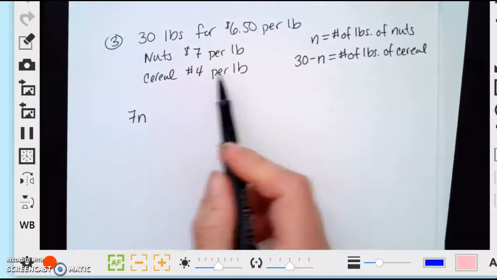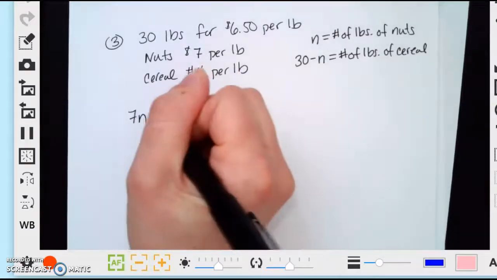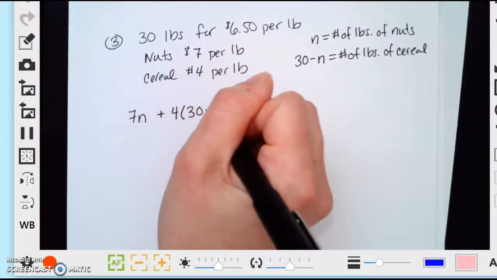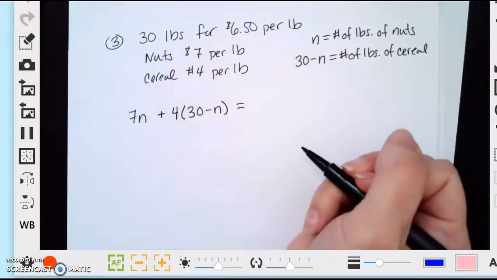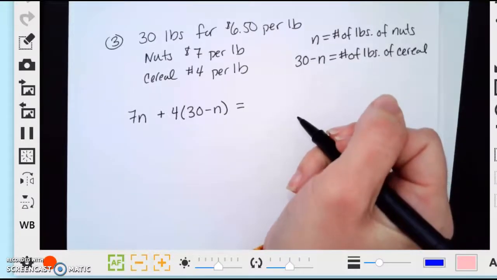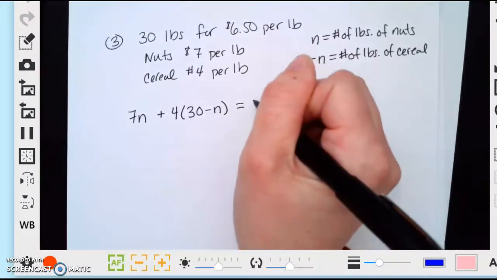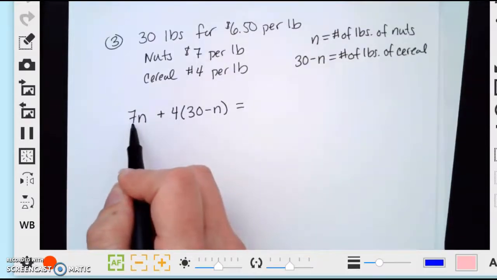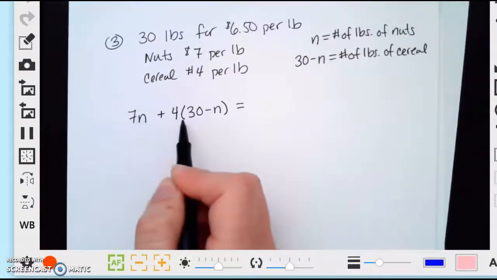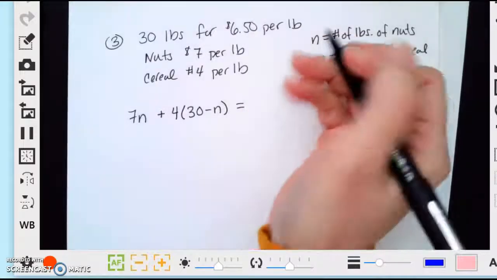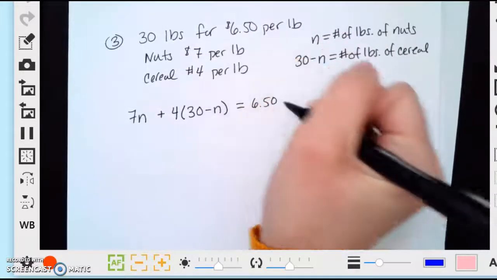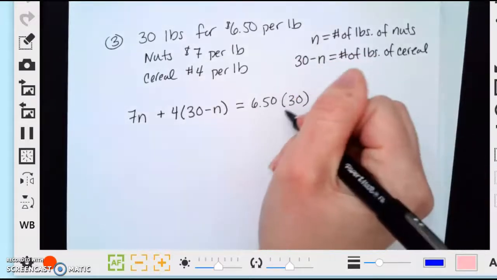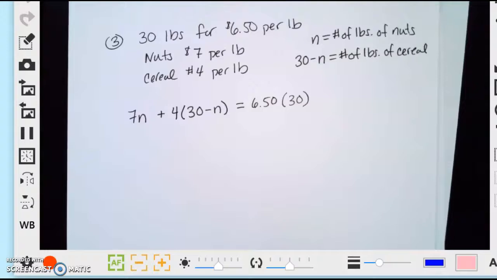For cereal, it's $4 times 30 minus n. We're going to add that on. So $4 times 30 minus n. And that should be a total of 30 pounds times $6.50 per pound. So keeping in the same, not that it matters what order you multiply, but here I had dollars times the number of pounds. So I could follow that format here just to help you navigate: $6.50 times the number of pounds, which is 30. Again, you could change the order of those because it's just multiplication.